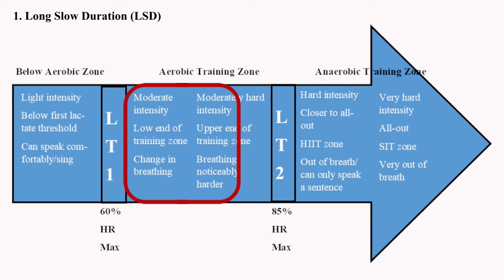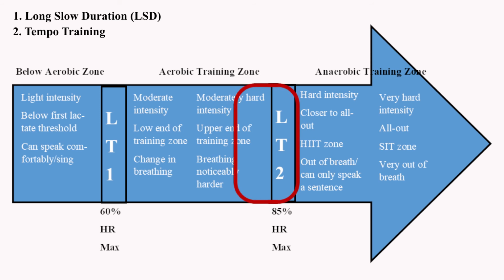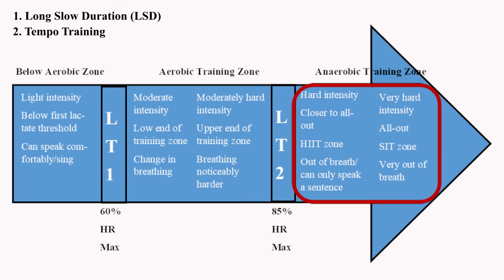Another common type of aerobic exercise, especially for endurance athletes, is called tempo training, where you're at or just below your second lactate or ventilatory threshold, which corresponds with as high as the individual can exercise aerobically, and once again where they can only sustain it for about 10 to 20 or maybe 30 minutes for your higher level endurance athletes. And then once you've crossed LT2, you're no longer exercising aerobically.